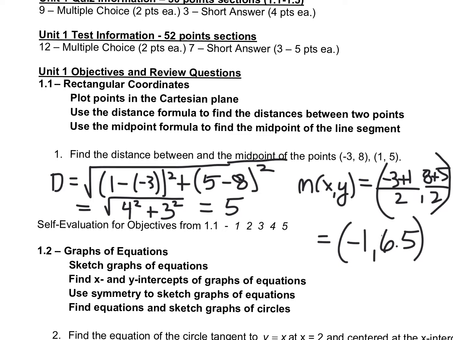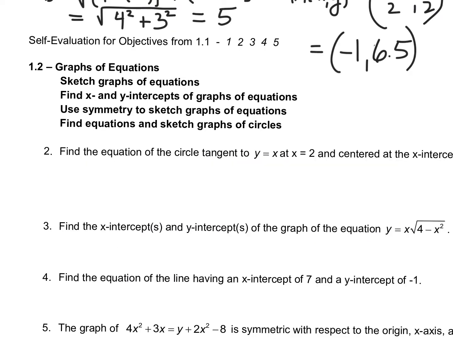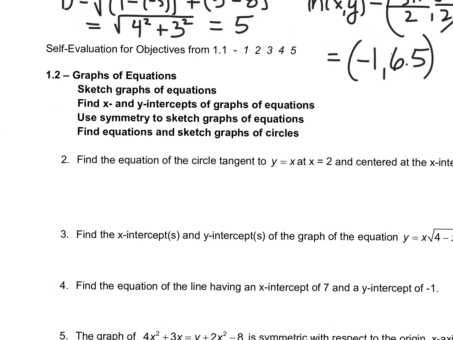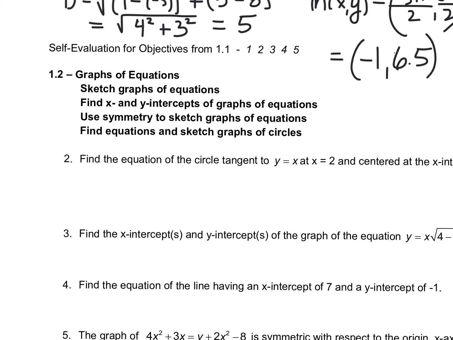Okay, coming down to number 2, find the equation of the circle tangent to y equals x at x equals 2 centered at the x-intercept of 3. This is one of those problems where you just try something. See if we can draw this out.